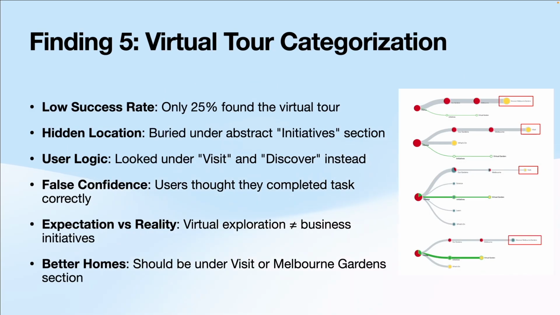Finding 5 shows only 25% success rate for locating the virtual tour. It's buried under the abstract initiative sections, but users logically looked under visit and discover instead. Many users had false confidence, thinking they completed the task correctly. There's a clear mismatch between users' expectations for virtual exploration and business initiatives.